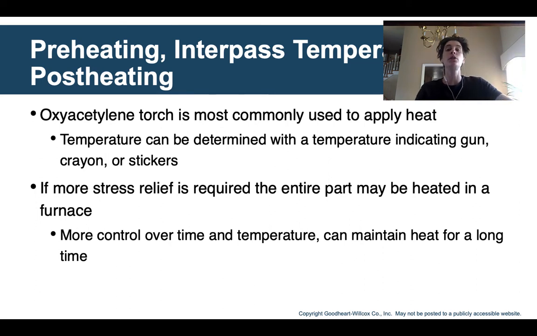If you do need to employ this, though, the oxyacetylene torch is what is most commonly used. There are temperature indicating guns. There are crayons or even stickers that will turn color at a certain temperature. The crayons will only write when the metal is at a certain temperature. So there are different ways to determine the temperature, so you can control that.